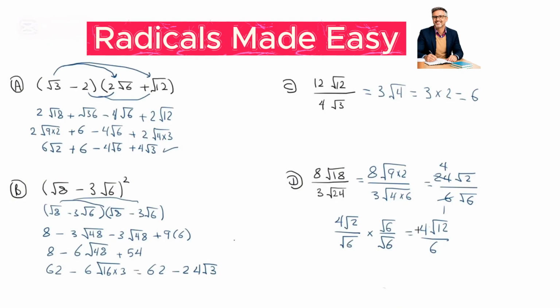We could simplify this, reduce by 2, we get 2 here and we get 3 there. So now we have 2 over 3, and root 12, a perfect square that goes into 12 is 4 times 3. Square root of 4 is 2, multiplied in the 2 outside there is going to give you 4 root 3 over 3, and that's your final answer.